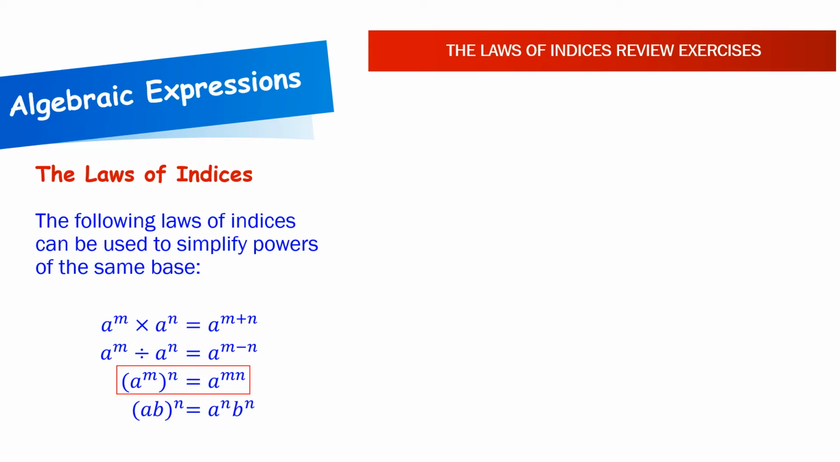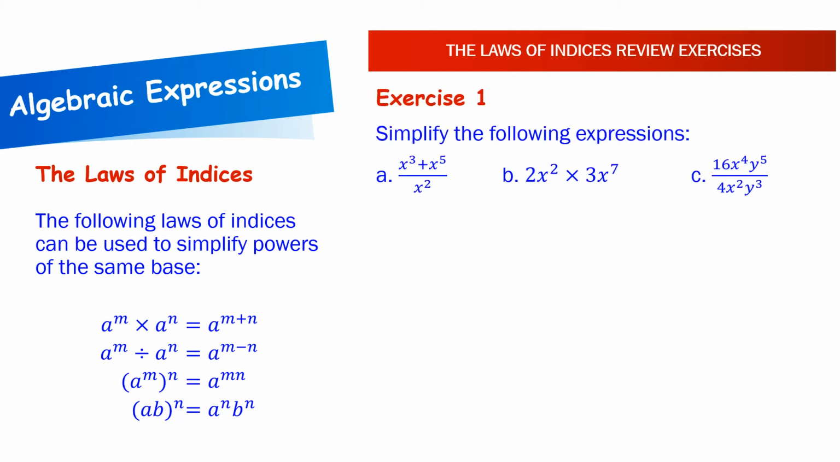A to the m raised to the power n is equal to a to the power m times n. And finally, ab all raised to the power n is equal to a to the n times b to the n. So let's have a go at exercise 1. Simplify the expressions shown on your screen.